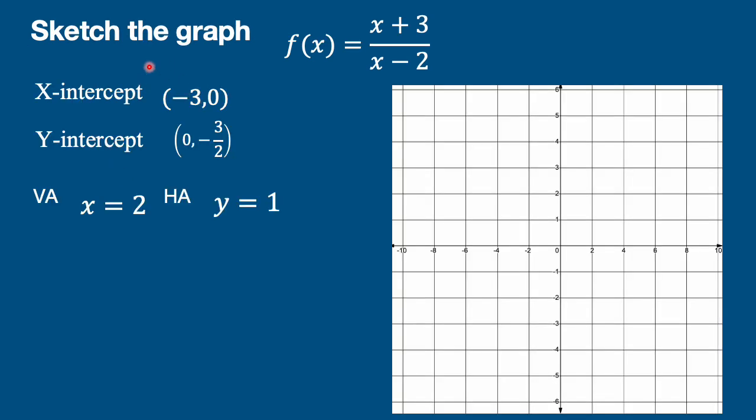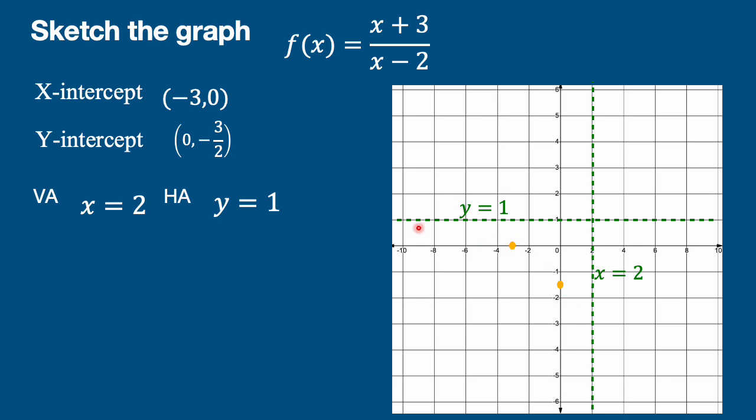Now we know the x-intercept, the y-intercept, the vertical asymptote, and the horizontal asymptote. Start with the vertical and horizontal asymptote lines. X equals 2, you sketch first. That's the vertical asymptote. Y equals 1, you sketch the horizontal line. Then you plot the x-intercept and y-intercept. X-intercept negative 3 and 0, y-intercept 0 and negative 3 over 2.